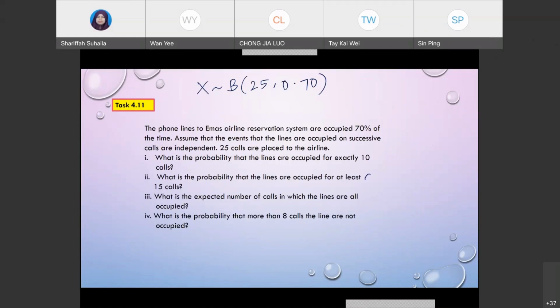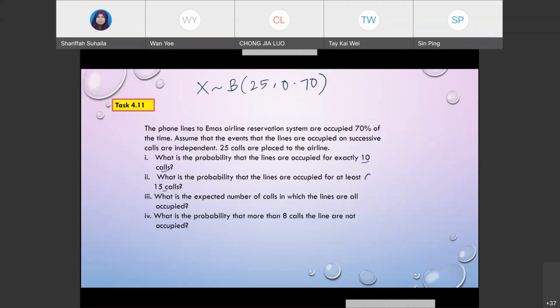Number of calls, sorry. Okay, number of calls. Because it asks here about calls. So again, what is the probability that the lines are occupied for exactly 10 calls?